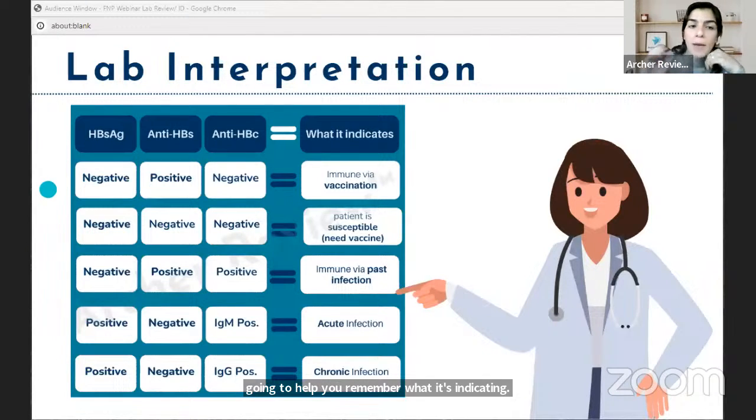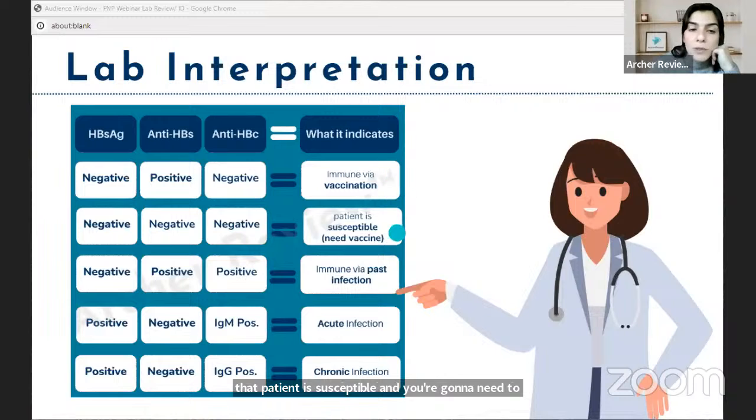In a patient with a negative Hep B surface antigen, but a positive Hep B surface antibody, meaning they've developed antibodies to that surface antigen, they're immune by the vaccine because the core antibody is also negative. That indicates the vaccine has helped them develop immunity. Now take a patient with a negative surface antigen, so nothing acutely happening, a negative surface antibody, so they're not yet protected, and a negative core antibody, so they've not been exposed. That patient is susceptible, and you're going to need to start the vaccine series.